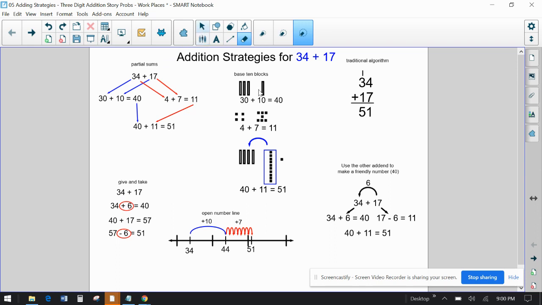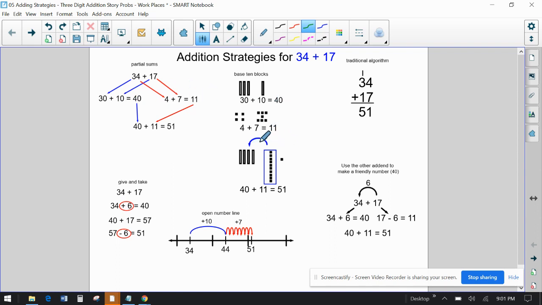You're basically doing the same thing with the base 10 blocks over here. You have the 34 broken down right here. If you notice, this is 34 and this is 17. So what you have is the tens, the 3 tens from the 34 plus the 10 from the 17. And then you have the 4 ones plus the 7 ones from the 17. And then you find that exactly how this was handled over here.